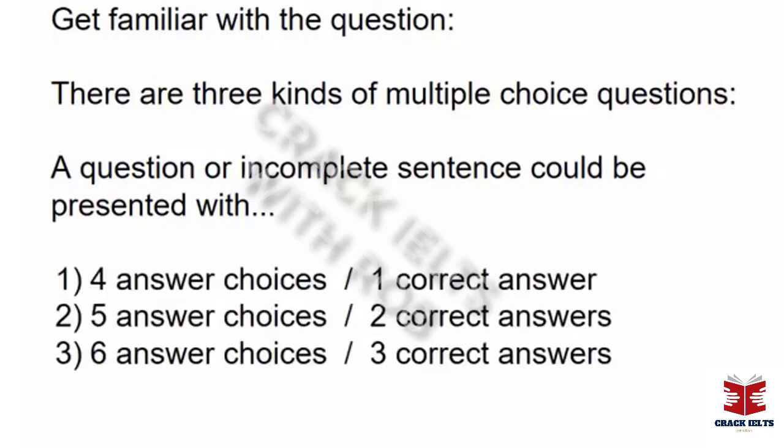In the first type, there will be 4 answer choices in which you have to choose one correct answer, or you might have 5 answer choices. If that's the case, there could be 2 correct answers. And if there are 6 answer choices, there will be 3 correct answers that you need to find among them. Otherwise, a pretty standard question type, except you can expect to find these different numbers of answer choices and correct answers.